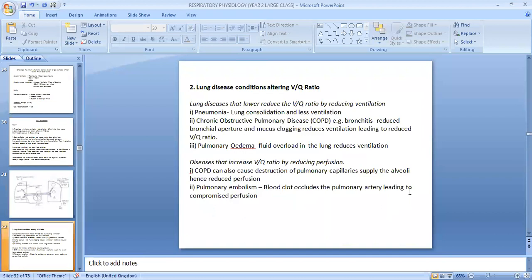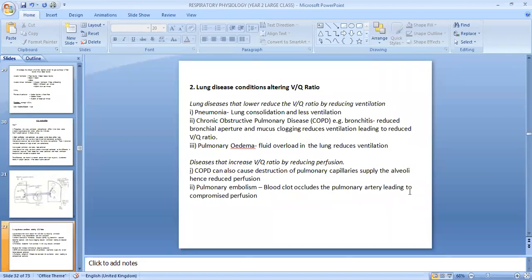Lung diseases, conditions altering VQ ratio. Lung diseases that lower or reduce the VQ ratio do so by reducing ventilation. One of them is pneumonia. Because of lung consolidation, there is less ventilation, and when ventilation, the V, is low, the VQ ratio is a small value. COPD, that is chronic obstructive pulmonary disease, the same way. Like bronchitis, it reduces bronchial aperture and mucus clogging reduces ventilation, leading to a reduced VQ ratio. Pulmonary edema, fluid overload in the lungs, reduces ventilation and the VQ ratio goes down.